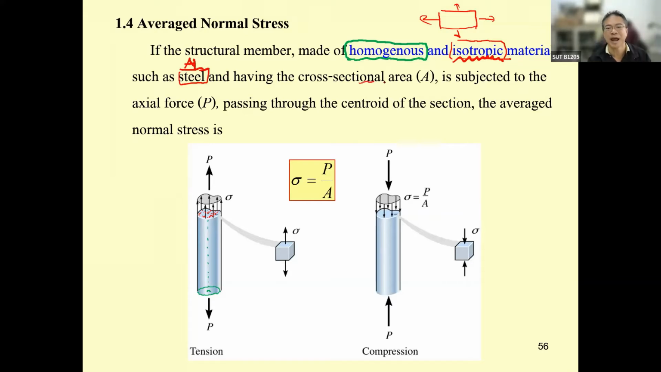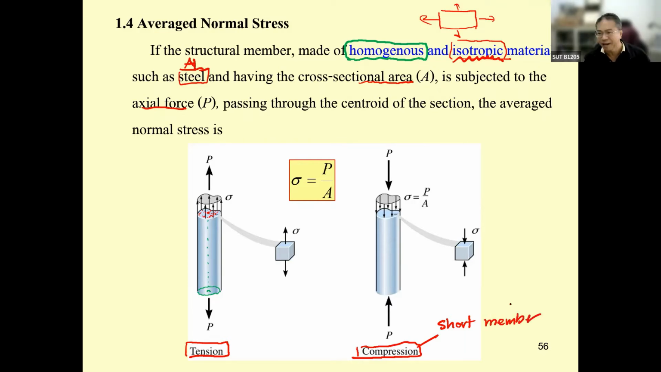This one has the cross section of A, subjected to the axial force passing through the centroid of the section, and then the equation is like this. There are two types of them. One is tension, another one is compression. Compression is only for the short member.